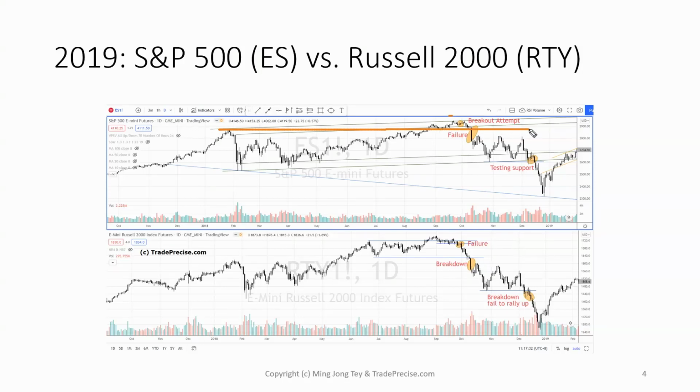So if I draw a line here, you can see that there's an attempt to commit above this previous resistance, but eventually it just failed. Okay. However, that's the S&P 500. But if we look at Russell 2000, Russell 2000 actually outperformed the S&P at that time, but it's actually the first one to get rotated out and experience the sell off.